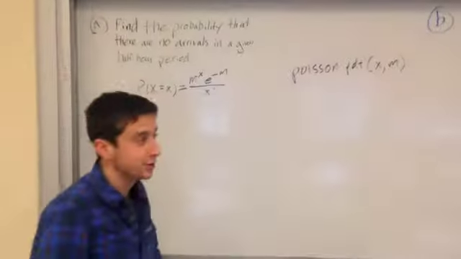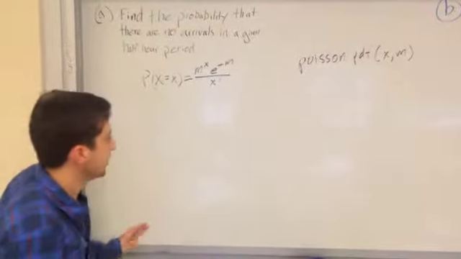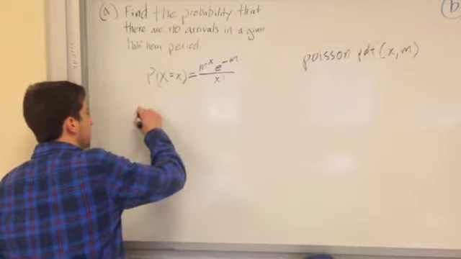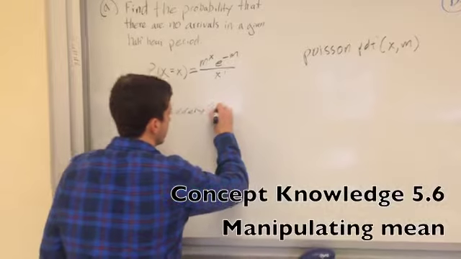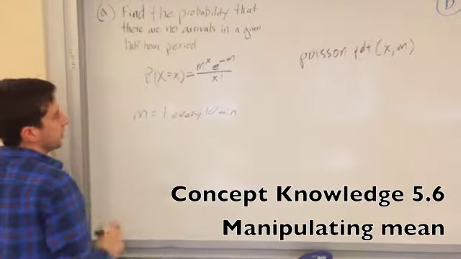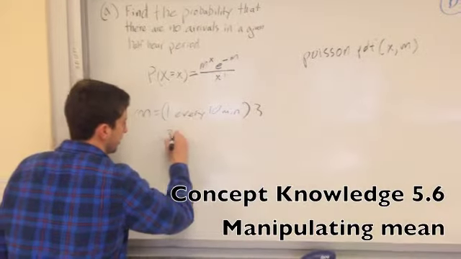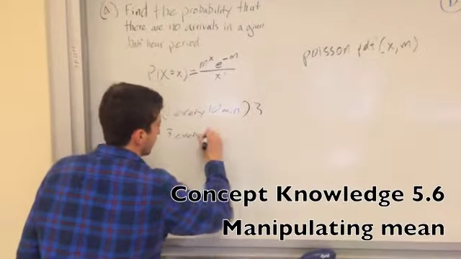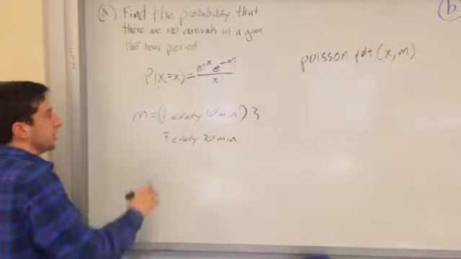Okay, so for A, we're trying to find the probability that there are no arrivals in a given half-hour period. So we were given the mean equals 1 every 10 minutes. But in this case, we're looking at a half-hour period, which is 30 minutes. So we're going to multiply this by 3, which gives us 3 every 30 minutes. All we have to do is substitute this into the problem.